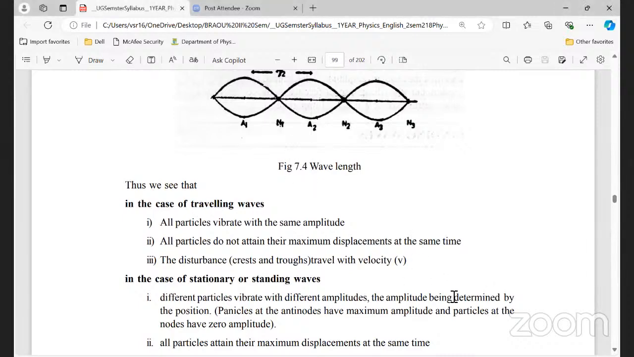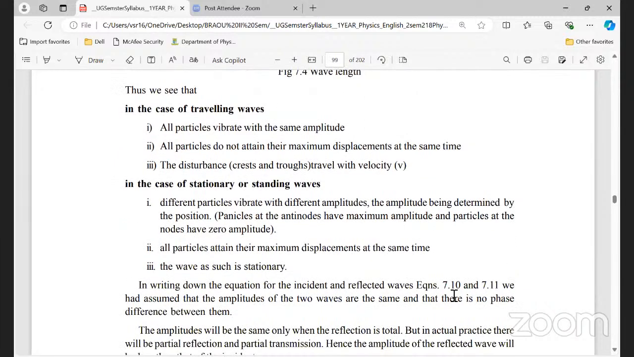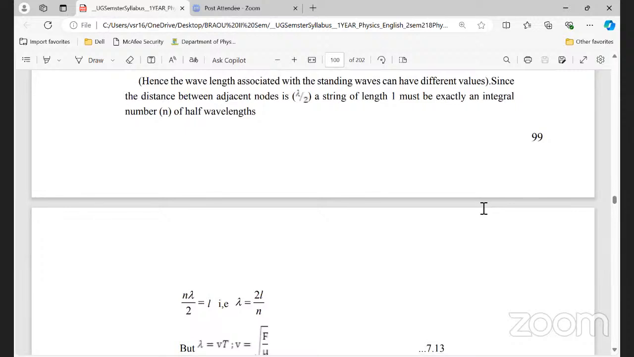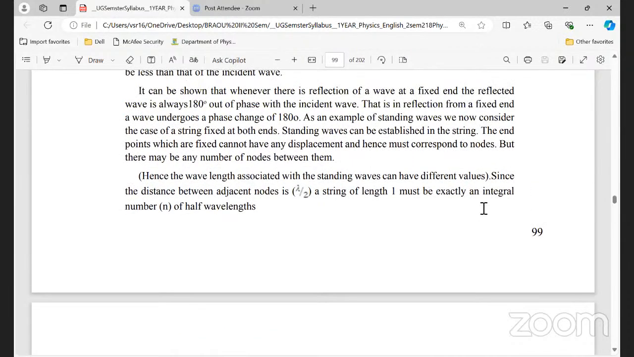But in the case of stationary or standing waves, the different particles vibrate with different amplitudes, and the amplitude is determined by the position. With respect to antinodes, they have maximum amplitude, and nodes have minimum, that means zero amplitude, which can attain their maximum displacements, and the wave as such is stationary. So like that, we can explain.